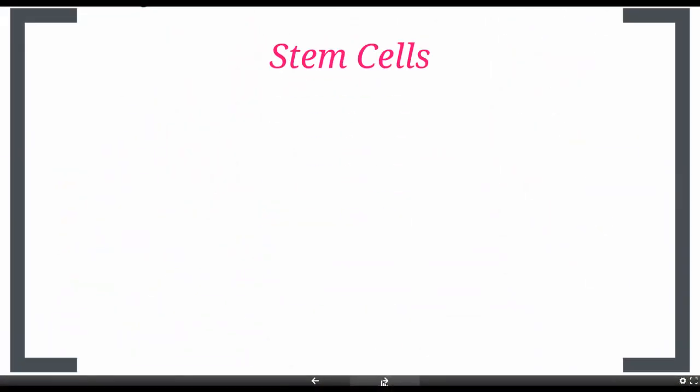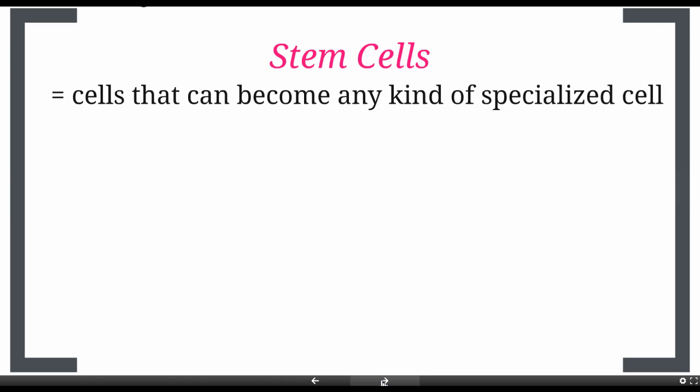There's one particular kind of cell you may have heard about, and that's a stem cell. And this is a cell that can become any kind of specialized cell. If you think about the moment of conception, a sperm and egg come together and you form a new single cell. That's not yet a nerve cell or a bone cell or a muscle cell. Instead, that's what we call a stem cell.